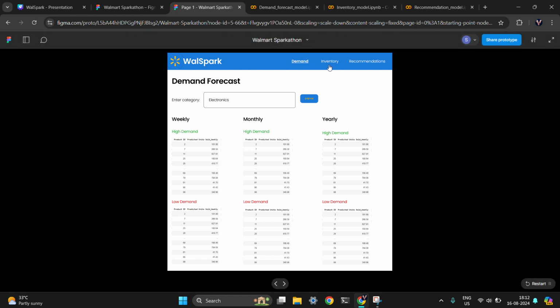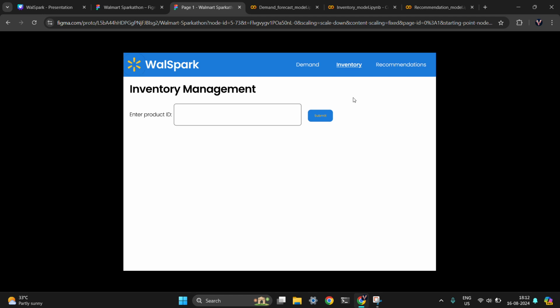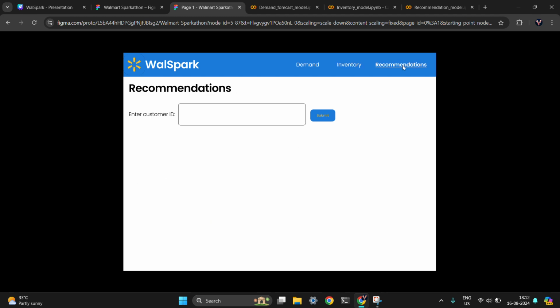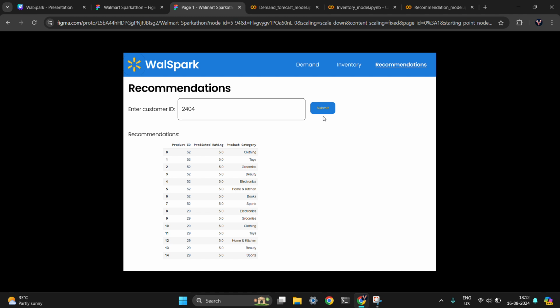Next, the inventory model. If we enter the product ID, we'll be getting the following details and if an order is to be placed or not. Next, the recommendations. If we enter the customer ID, we'll be getting the top 15 recommendations for that particular customer.